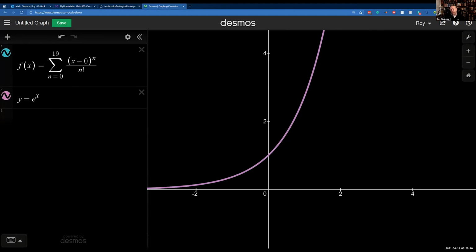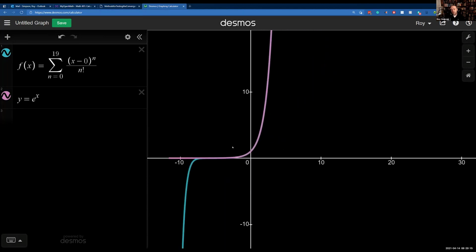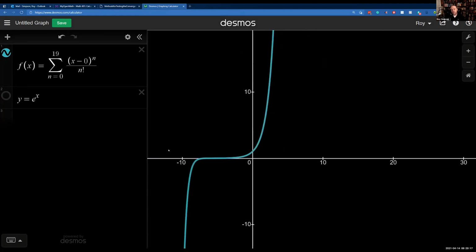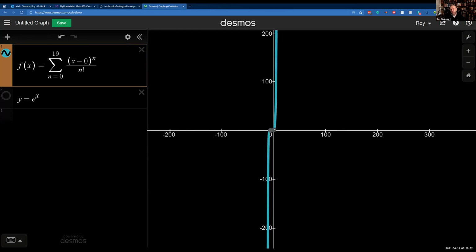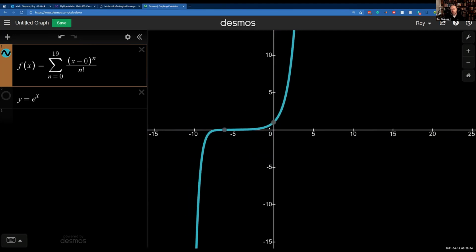So e to the x right now is being modeled by this 19th degree polynomial. And it's being modeled excellently, at least from around, let's say, from -7 to roughly positive 50 or something like that. It's a pretty good approximation. That radius of excellent approximation, which we'll call a radius of convergence, will grow as we add more terms.